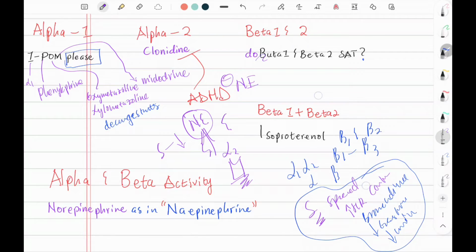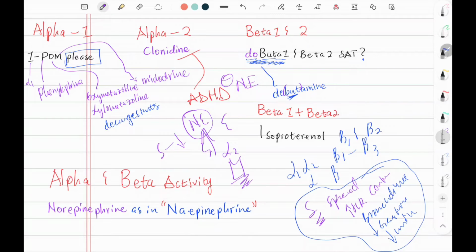So the first two words are in vowels, right? And so the first drug is dobutamine, so it's kind of in the name. Do-buta-1, we get dobutamine. Let me write it well. Dobutamine. You can get a little bit of beta 1, the name beta 1, inside. That's why I made it Do-buta-1 and beta 2 sat.